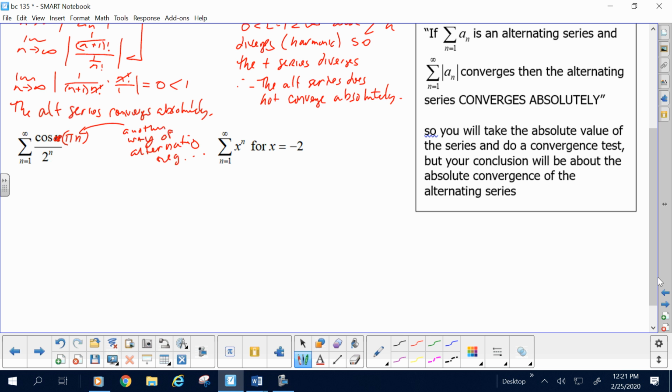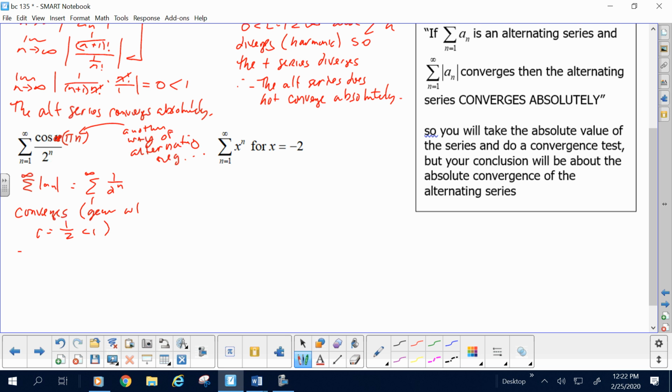gosh, what about this? Does this converge absolutely? How will we get into it? So if I take the absolute value, what do I get? You just get 1 over 2 to the n. Okay, you follow? All right. Does that converge or not? Converges because it's geometric with r of 1/2 less than 1.